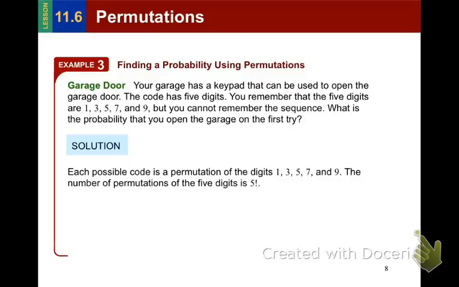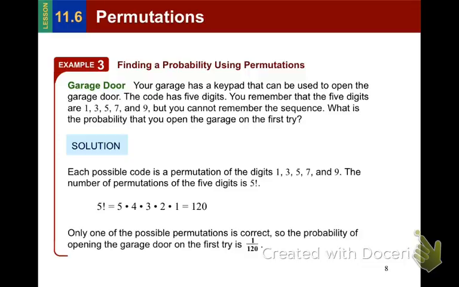There's 5 of them. So each possible code is a permutation of the digits 1, 3, 5, 7, and 9. The number of permutations of the 5 digits is 5 factorial, because when you have 5 things being multiplied together, you have 5 choices for the first digit, 4 choices for the second digit, and so on. So there's 120 possible outcomes, and you were asked, what is the probability that you open it on the first try? Well, opening it on the first try is the favorable outcome, 1 out of the total of 120. So this will help you look at situations and count the number of outcomes, especially when they are relatively large.